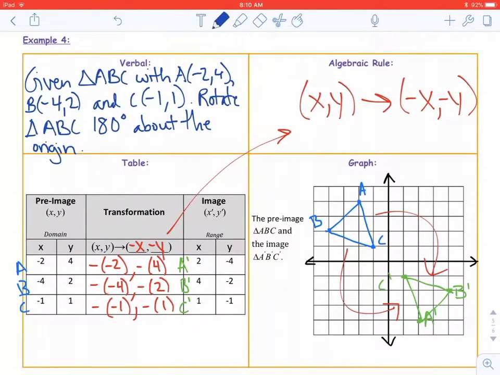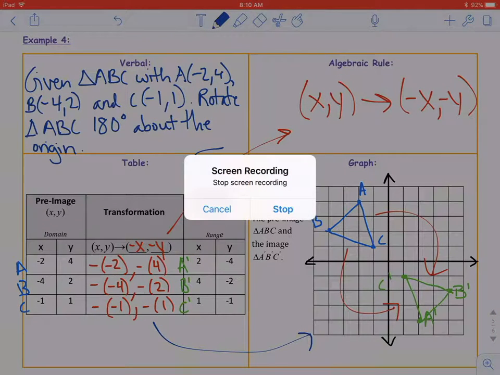Okay, so in this example, we went from our table to our graph. From our graph, we were able to determine that algebraic rule because we could see that it rotated 180 degrees. And then using all of the above, we were able to write out our verbal description. It's good to be able to use any one of those parts to figure out the rest. And that's it for example 4.